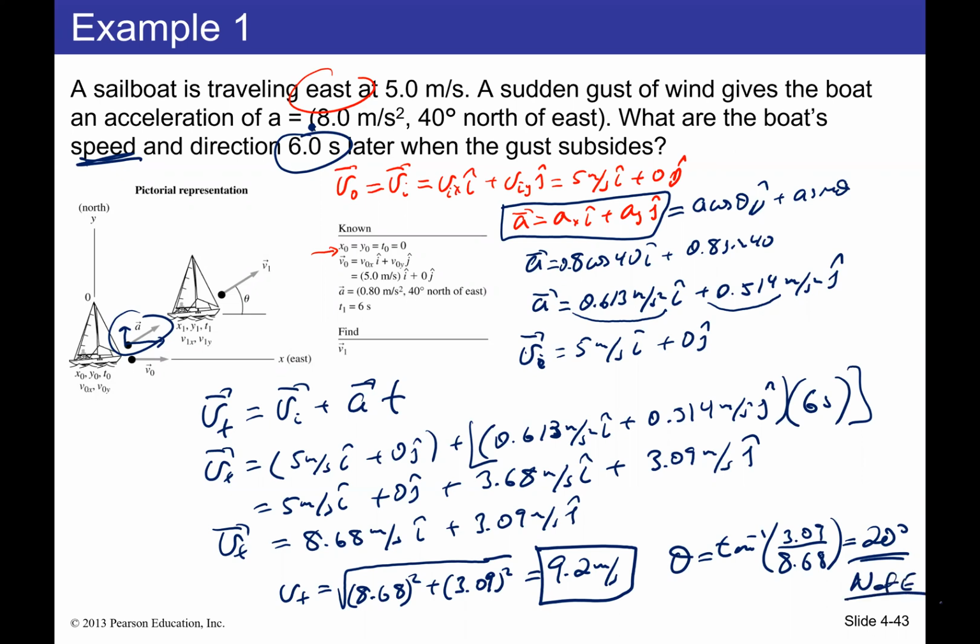That means by the time it gets here, the velocity has a magnitude of 9.2 meters per second, 20 degrees above the positive x-axis, or 20 degrees north of east. All right.